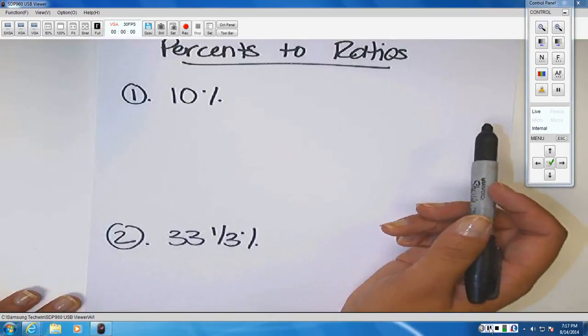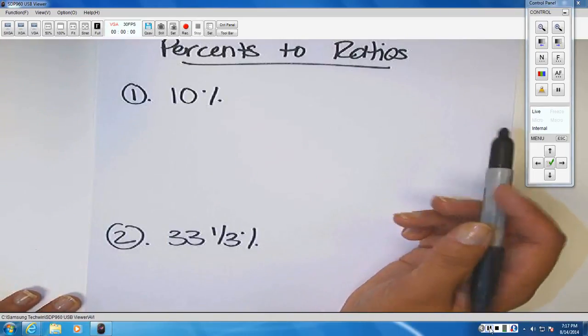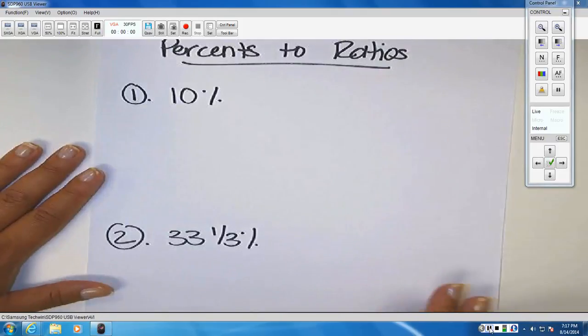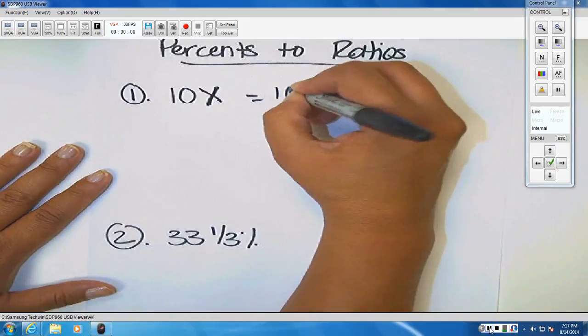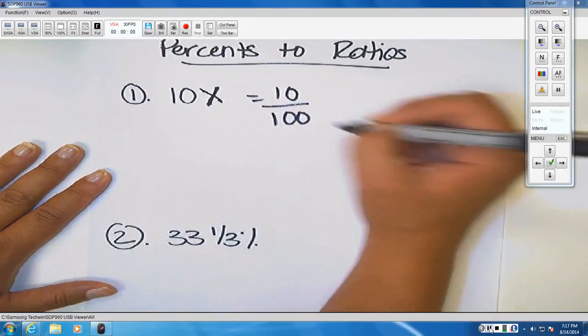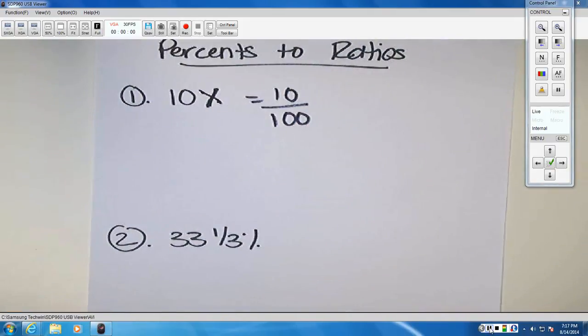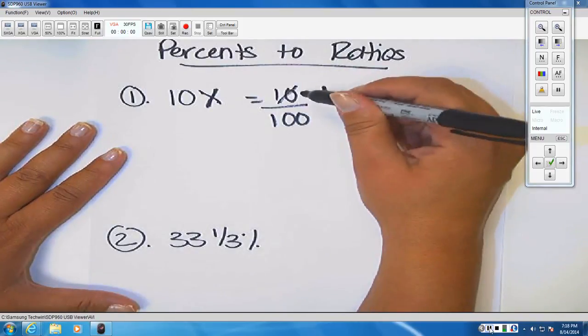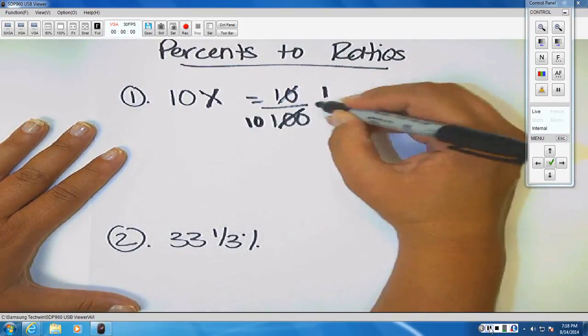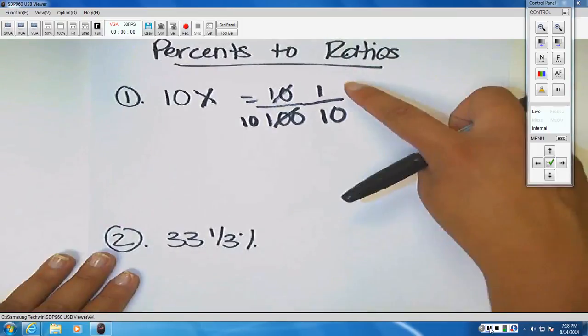So the first thing you're going to do is drop the percent sign. You're going to take that 10 and put it over 100. So if I take the percent sign off, I know that 10 is a whole number of 100ths. So I'm going to drop that percent sign, put it over 100, and simply reduce. 10 will go into 10 one time, 10 will go into 100 10 times. So I'm left with 1/10.